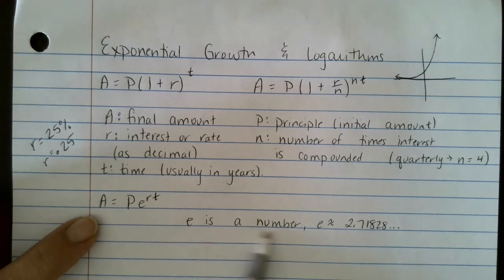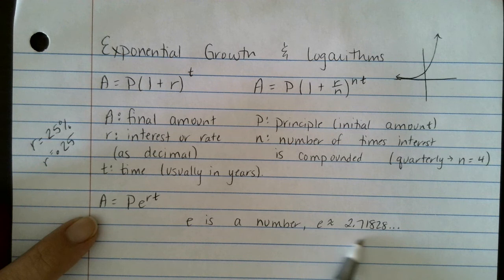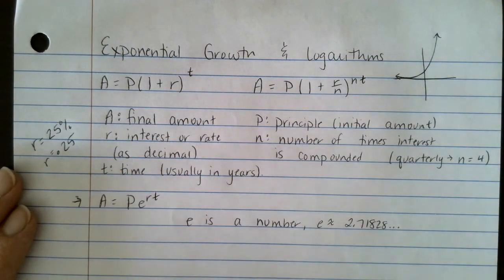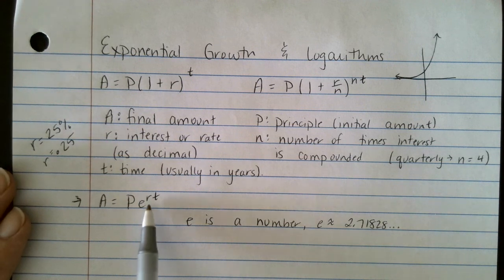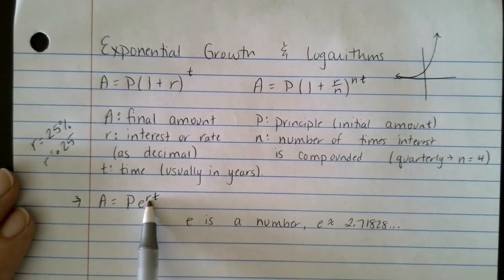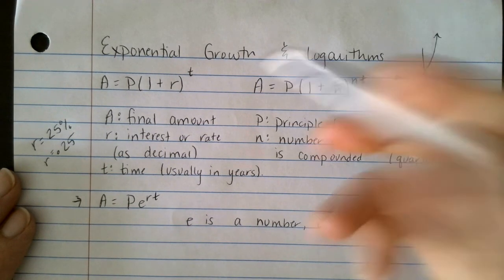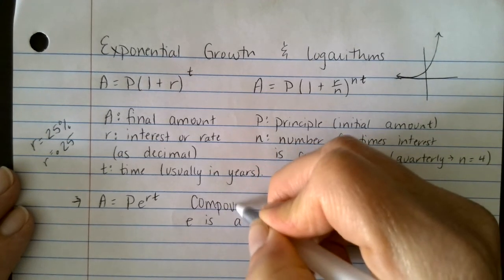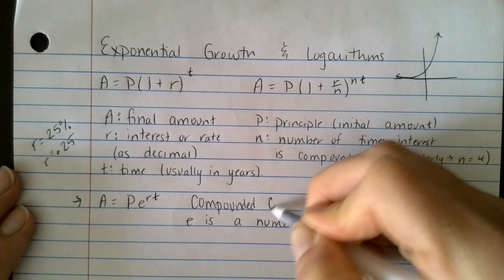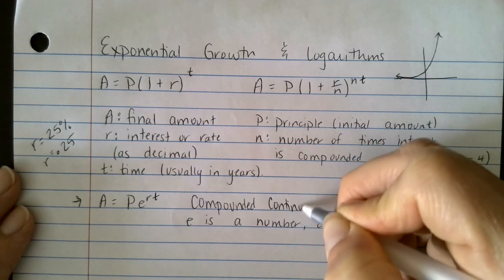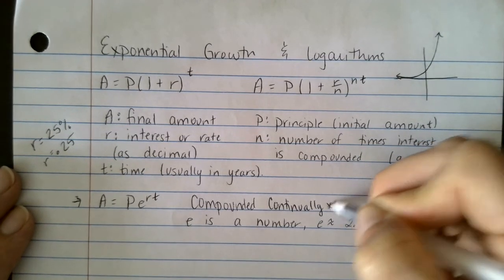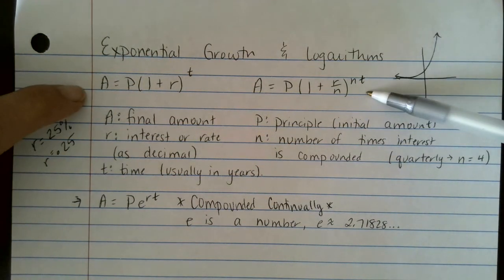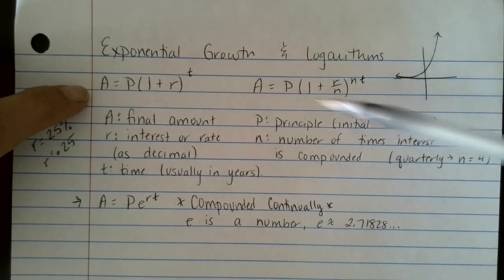There is another formula here, which has the same P for principal. E is a number. The number is 2.71828. We're going to talk more about this at another time, but know that there's another exponential formula. R is still the interest rate as a decimal, and T is still time. This you only use if your interest is compounded continually. And it will say compounded continually. But we're going to focus on these two to start off with for today.